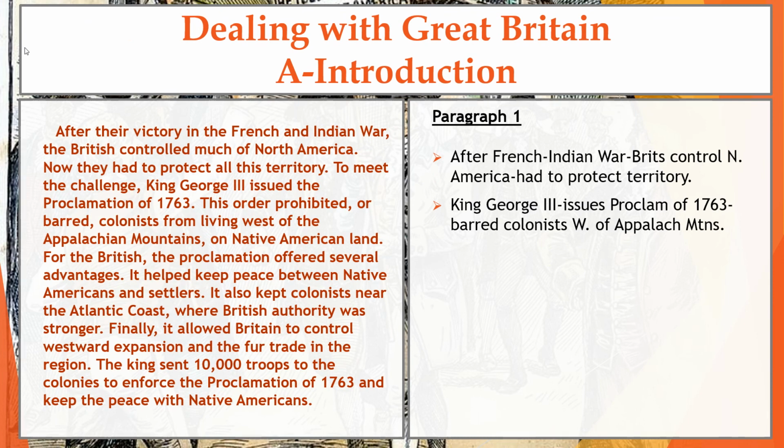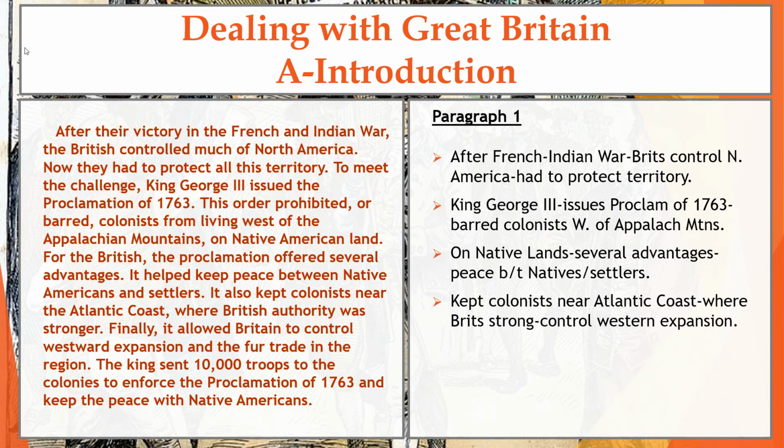So that brought me down to where, Native American land offered Brits advantages, keep peace with natives / settlers, keep colonists near Atlantic coast. Let's see how much I wrote for my next bullet. Okay, on native lands, several advantages, peace between natives and settlers. That's how I simplified that. Kept colonists near Atlantic coast, where Brits strong, control western expansion.